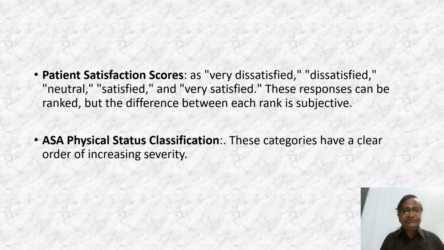Ordinal data. Now I am telling you ASA physical status. ASA status 1, 2, 3. The gap between 2 and 3 is not equal to 3 and 4. Understand? This is what is called ranking data. Patients are satisfied, dissatisfied. There are some scoring systems like that. All these things form the ordinal data.